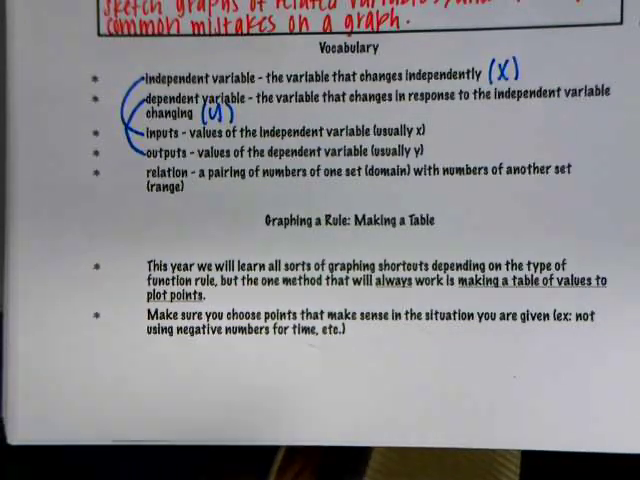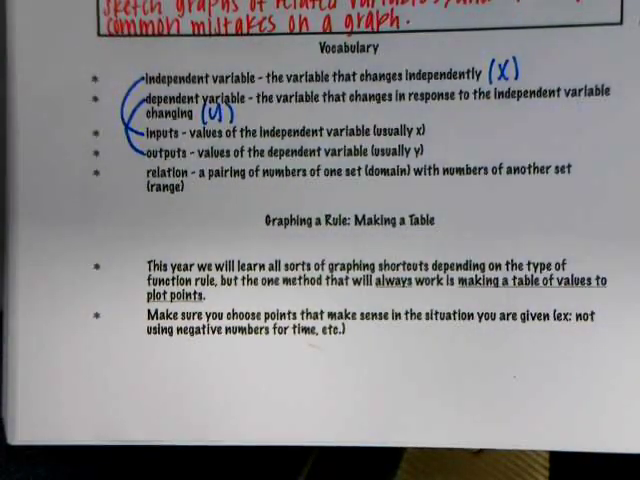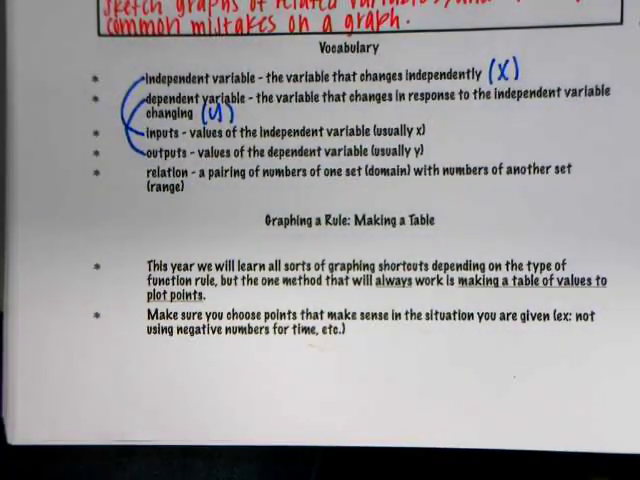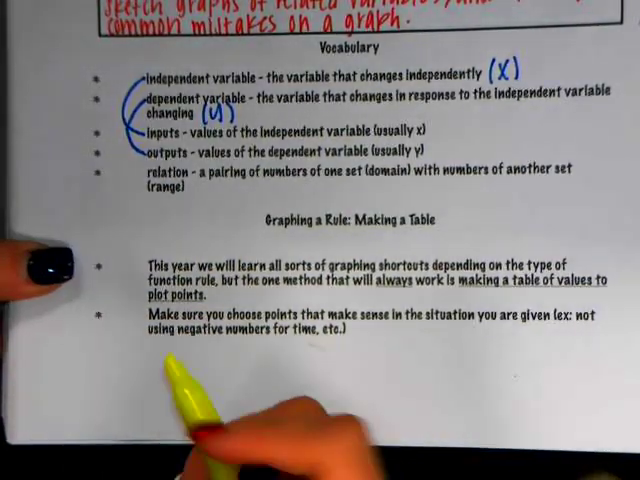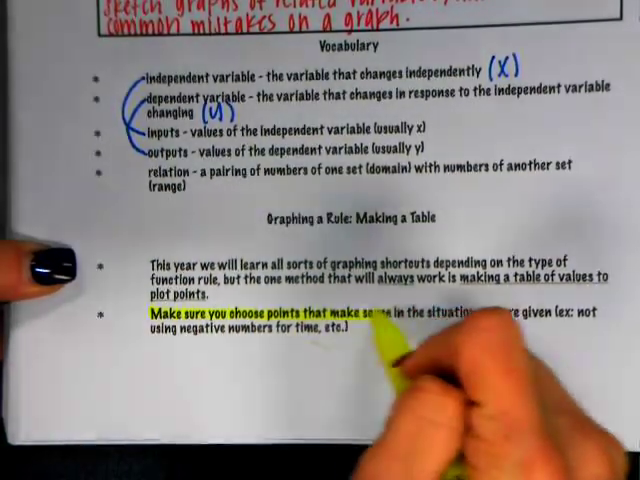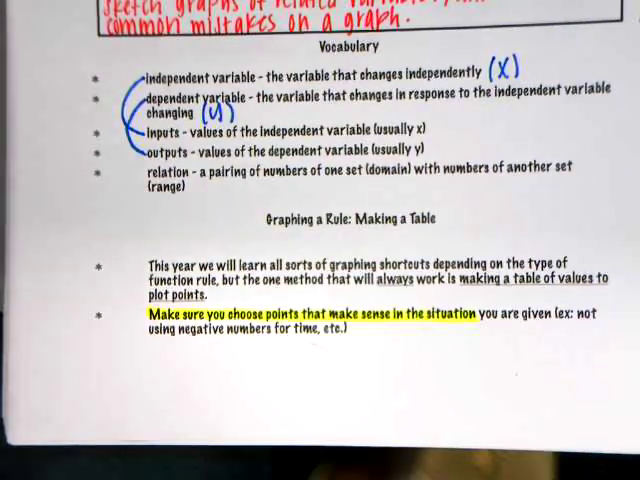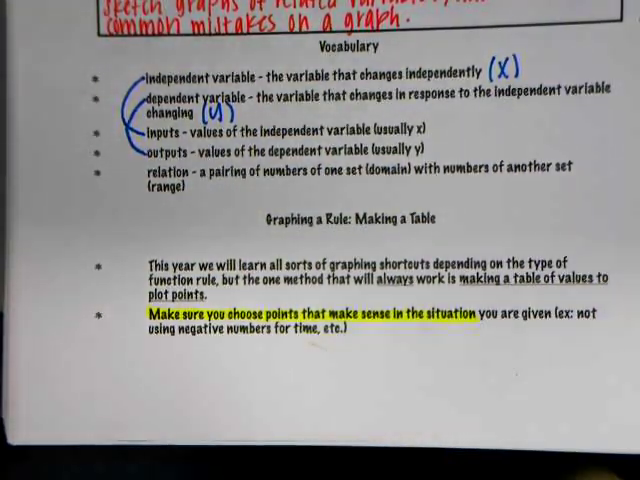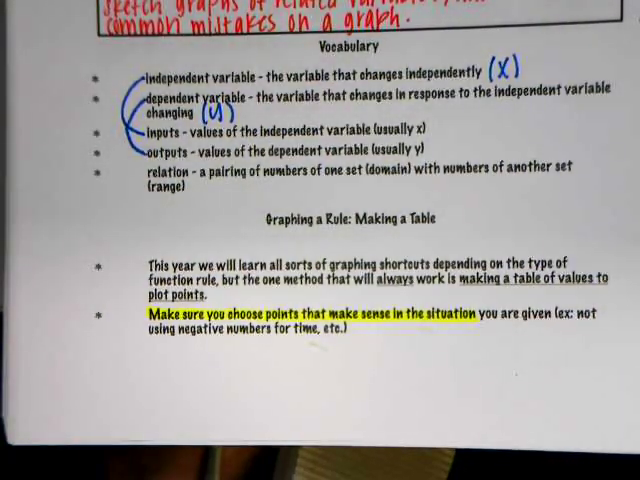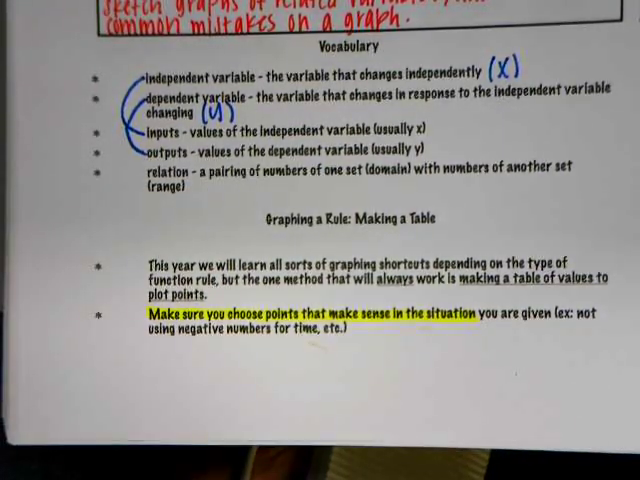And then I'm going to highlight this point right here where it says make sure you choose points that make sense in the situation, because there are going to be some word problems. So if we were doing a word problem that was talking about time, we wouldn't use negative numbers. If we were talking about number of kids, we wouldn't use fractions. So just be aware of what your values are standing for, okay?